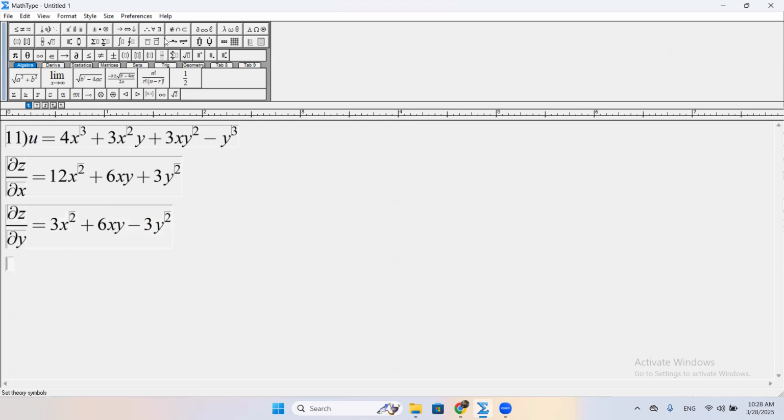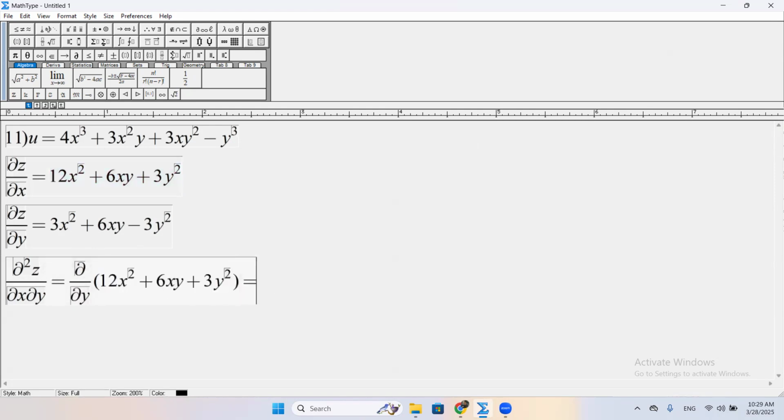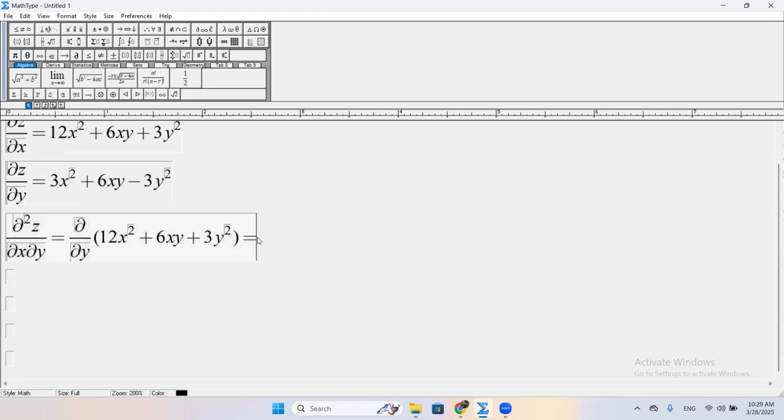Now let's find the mixed derivatives. So d2z by dx dy. So here is the order of differentiation. Now we differentiate the first derivative by y. So d by dy of this expression. So what do we have? 6x plus 6y.